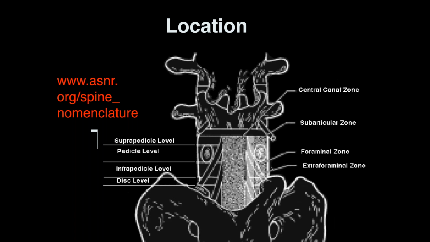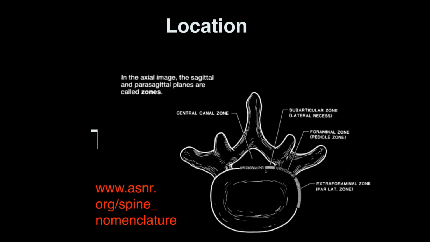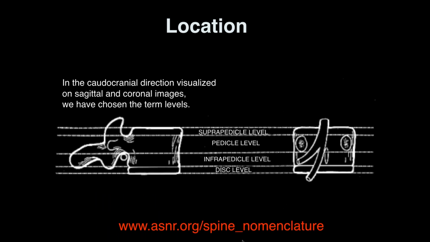As we'll see later, in terms of symptoms for patients, the only one that is really important is the foraminal zone protrusion. They are more likely to produce symptoms than the others, and we'll go through the data that shows that. In the axial plane, then, this would be central, this is the subarticular, this is the foraminal, and that's the extraforaminal or far lateral zone. Some people call this the lateral recess, some people call this the pedicle zone, and some people call it the far lateral zone. But I try to use the North American Spine Society terminology when I do these.